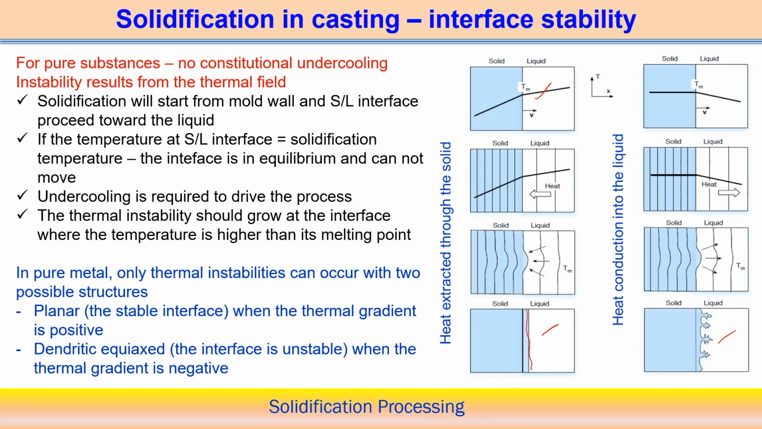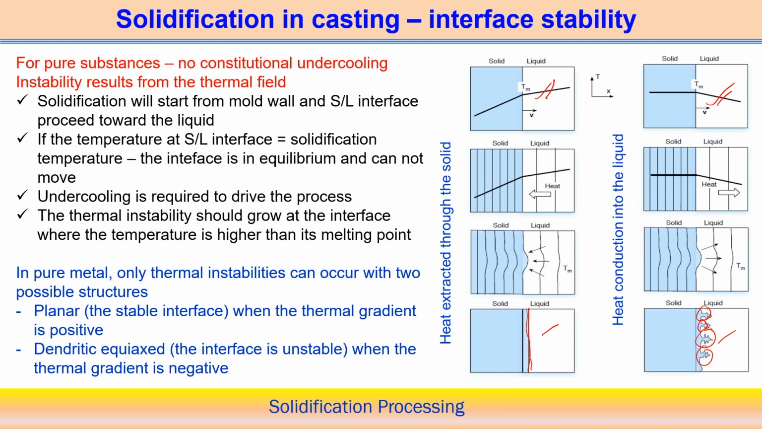So when the thermal gradient is negative, here it is a positive temperature gradient and a negative temperature gradient at the solid liquid interface. In that case instabilities occur and create this kind of dendritic structure, which is different from the planar structure. So this situation may arise.